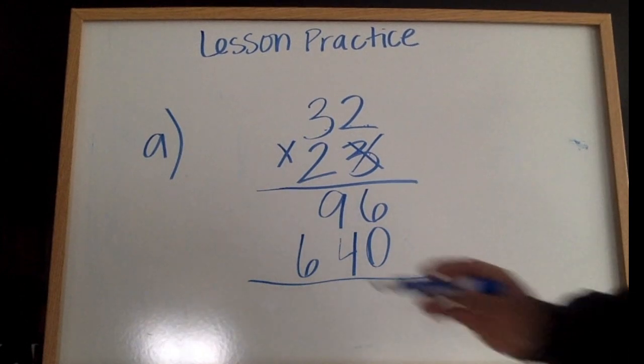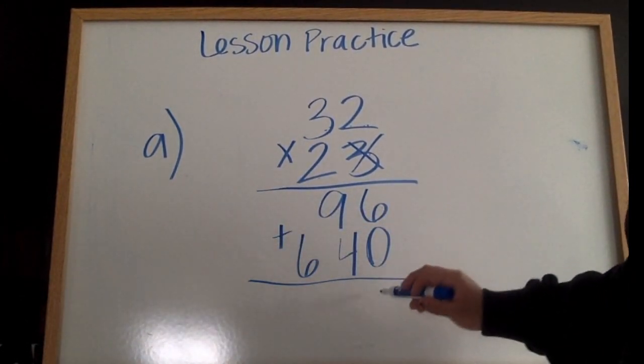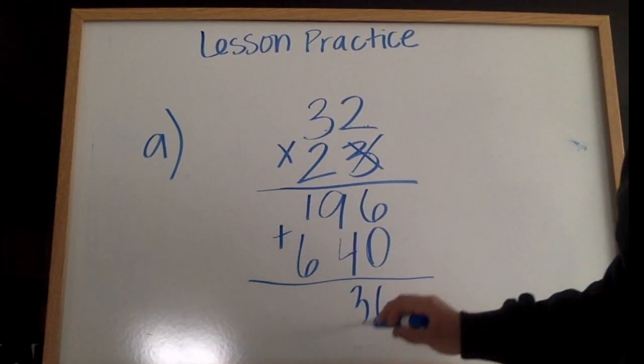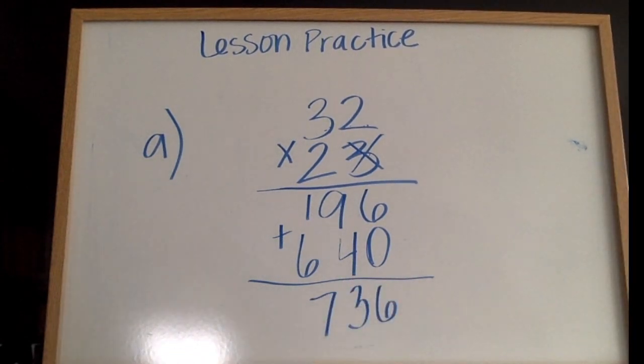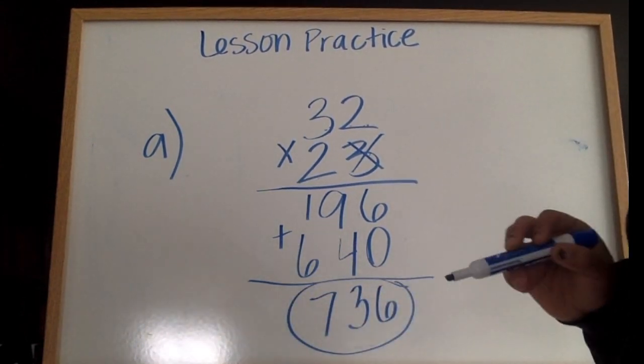Now I can add my products together to find my total product. 6 and 0 make 6. 9 and 4 are 13. 1 and 6 is 7. So my answer for 32 times 23 is 736.